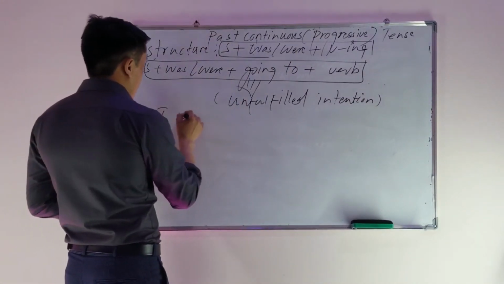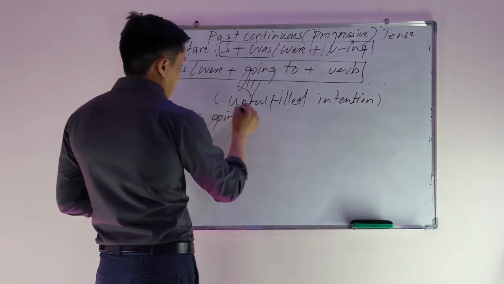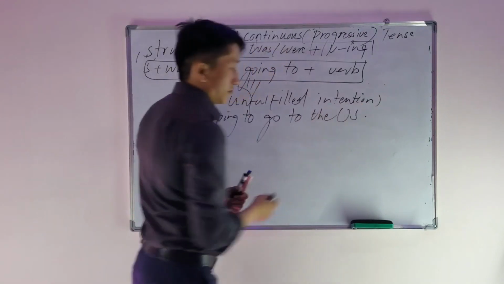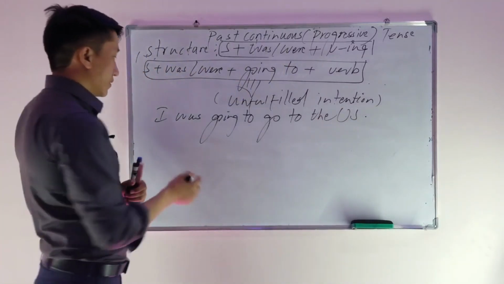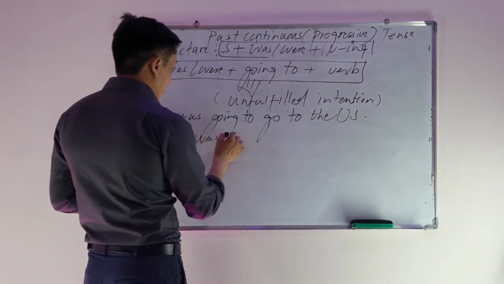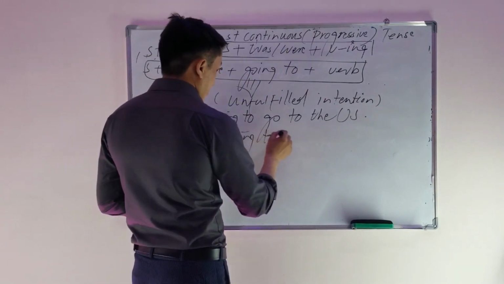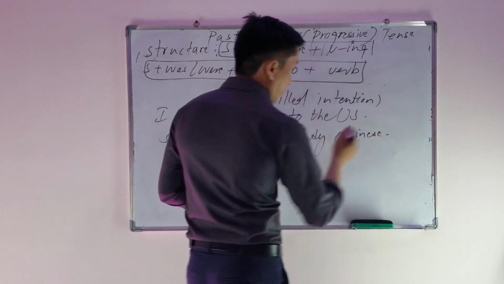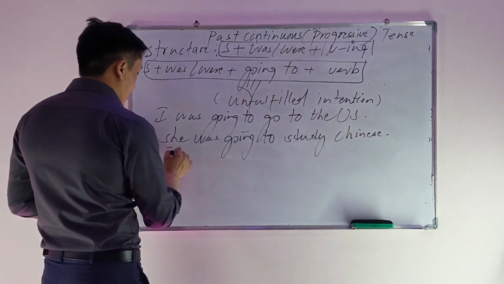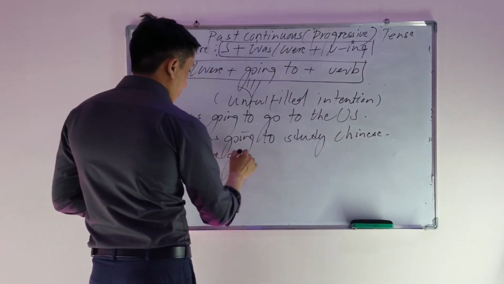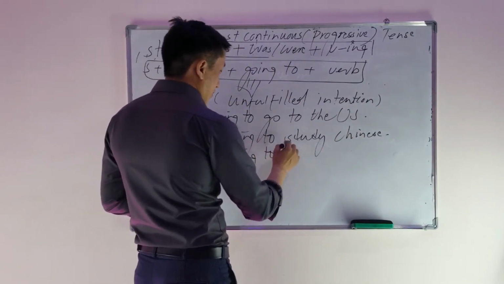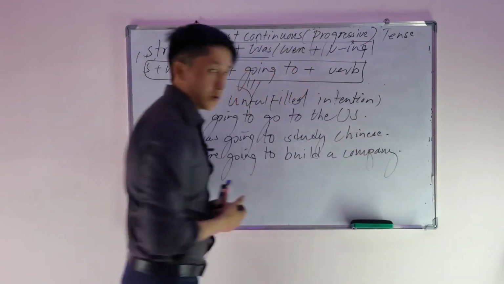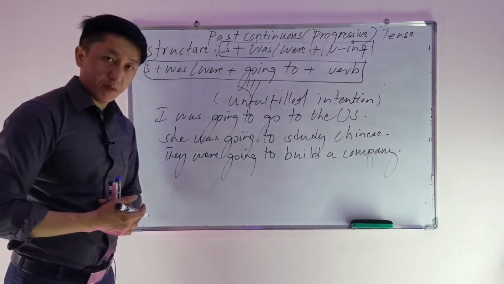For example, if you say I was going to go to the US, it was my intention in the past and I could not do it. Or we can say she was going to study Chinese. It is something that she wanted but she couldn't do. Or we can say they were going to build a company. Actually, it was their intention in the past. They were going to build a company, but they did not do it.